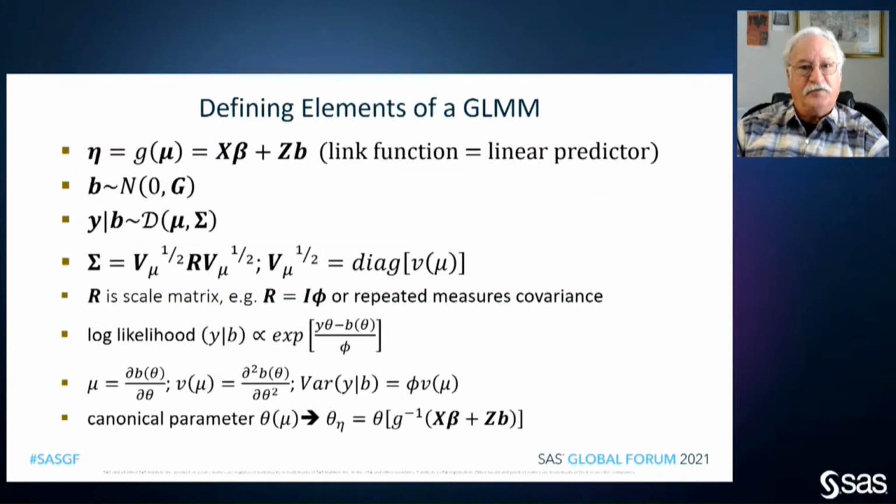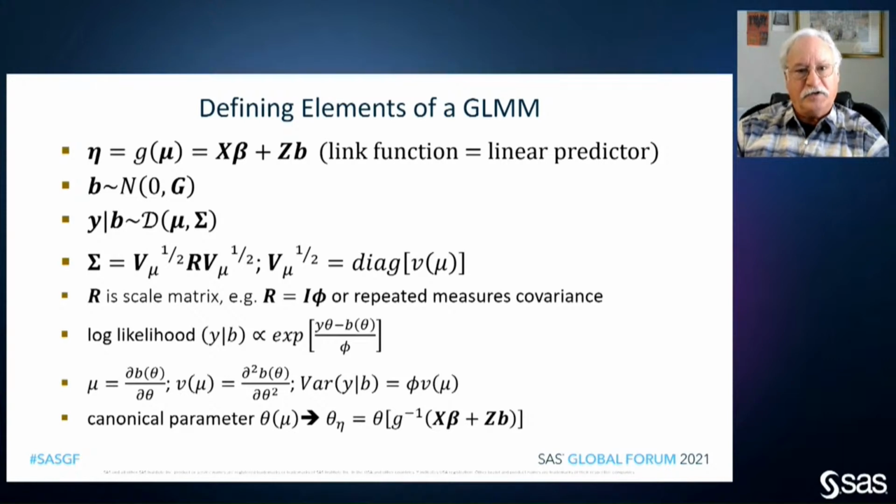The defining elements of a generalized linear model: we have a linear predictor, which consists of a fixed effects portion. That's the X beta part. And that would include either the categorical treatment effect or the linear regression motif that we talked about in the previous slide. The Z b would be the random model effects, and we would equate this to some strategically chosen function of the mean, and that's called the link function.